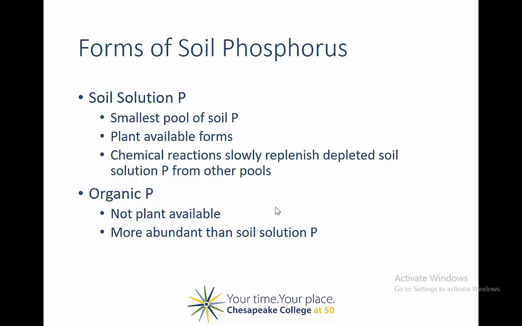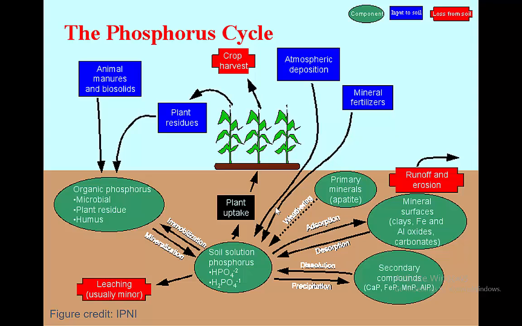And then again, we've got our organic phosphorus. It's not plant available, but it's an abundant source of phosphorus in the soil. Okay. So those are over here. We've got a couple over here. We've got our arrows going back and forth again. These forms can be broken down and replenish that solution phosphorus.